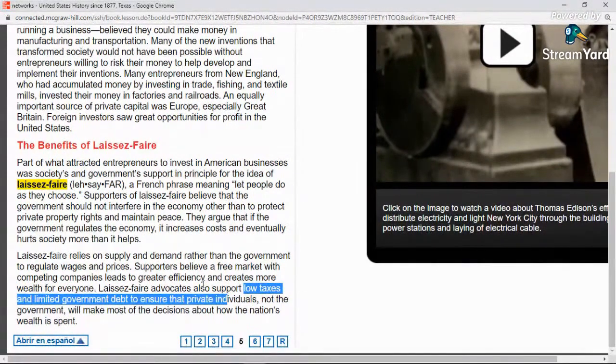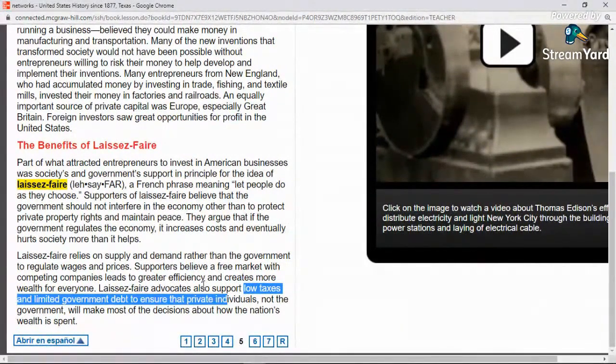You can create a product. If my product is better than your product, I'm going to make more money, and you're not. That's laissez-faire. And the government is going to put very low taxes so that it's easy for me to make this product, and it's easy for you too. So let the best man or best woman win.